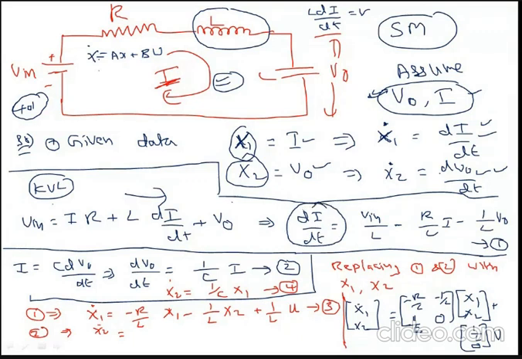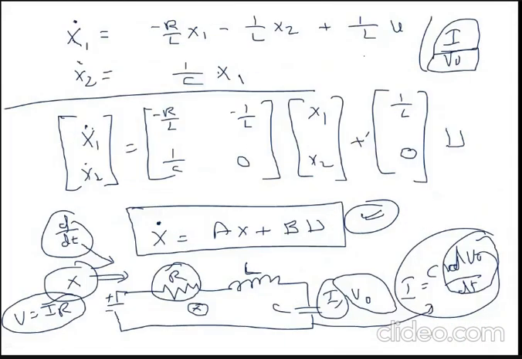Similarly, to get dV0 by dt, I have written the expression for the current flowing through the capacitor. With that I am getting the second equation. Now replacing the first two equations with x1 and x2, you will get these two equations, that is equation 3 and then equation 4. And the last step, I told you, after getting equations 3 and 4, is to represent those equations in matrix form, then that will give you the complete state model.